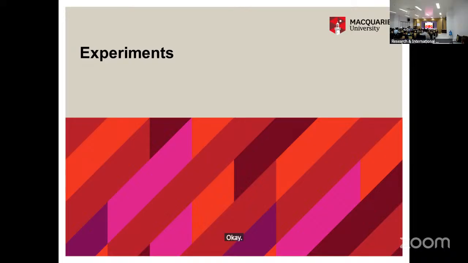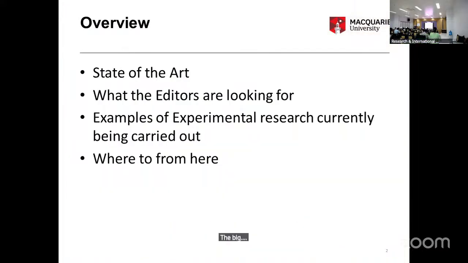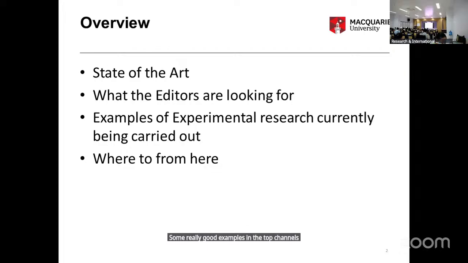Okay, welcome back, everyone. So now we're doing experiments. What we talked about is, for your hypothesis, is a survey the right approach? You have to think about the other alternatives. The big advantage of experiments is you get to show causality in a controlled environment. So again, we're going to look at the state of the art, what the editor's looking for, some really good examples in the top journals, and where to from here.